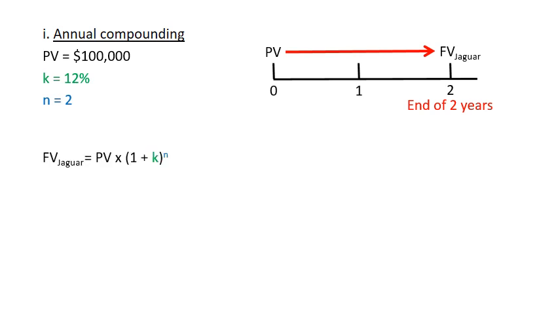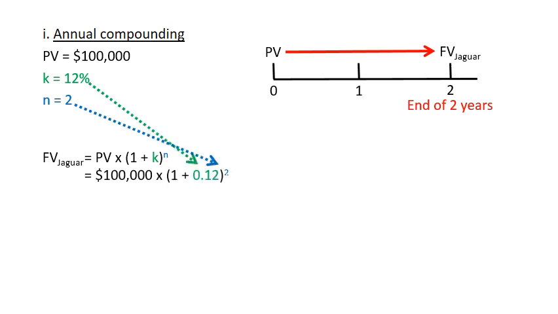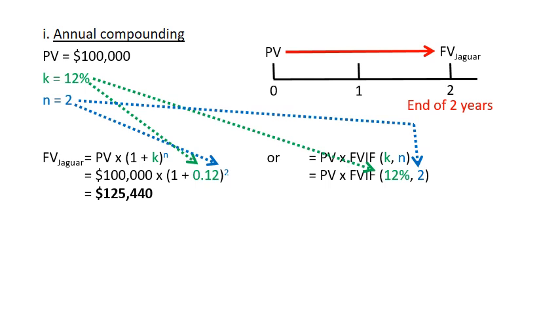This is the formula for method 1. FV equals PV times (1 plus K) to the power of N. Substitute the figures in, you get the answer as 125,440. That's for method 1. There's another method using the FVIF table. Same thing, we substitute the figures in with 12% and 2. Let's refer to the FVIF table.